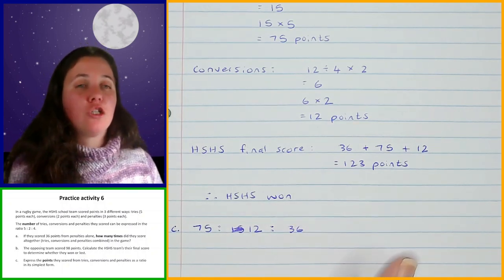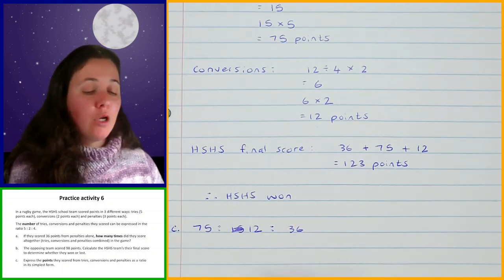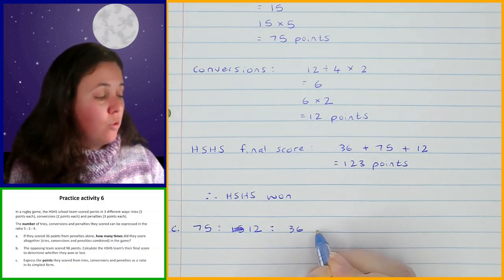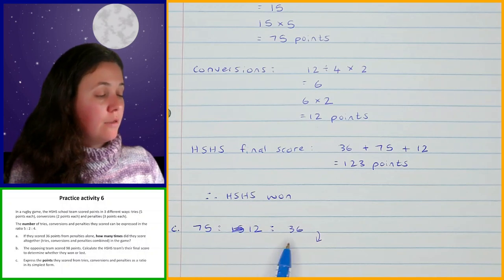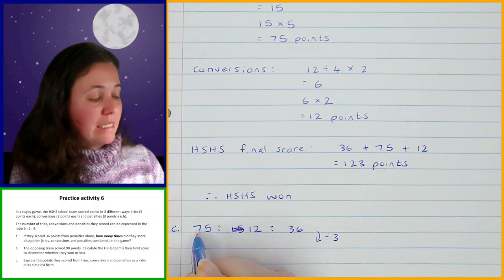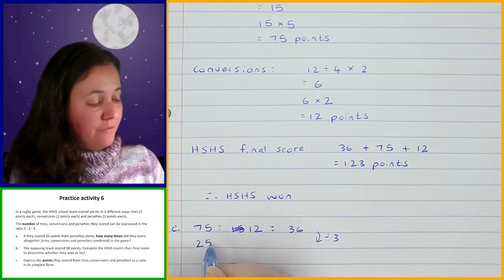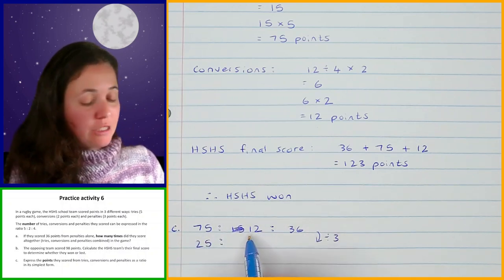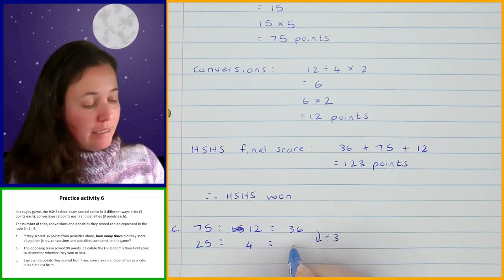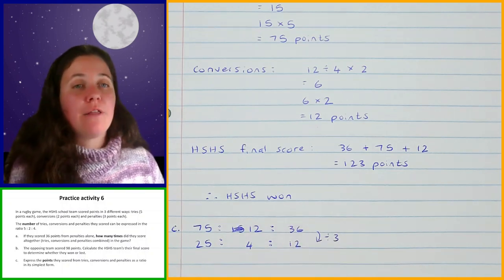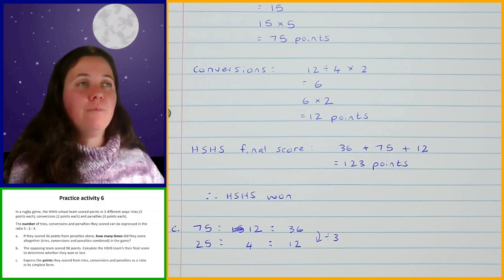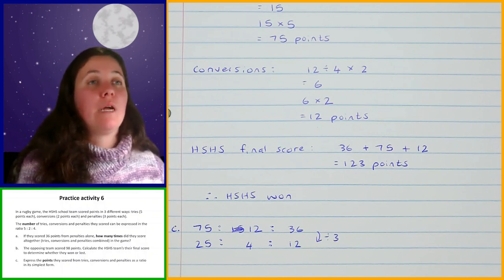So that is what our ratio should look like to start with, but we're not going to leave it like that. We are now going to simplify it, and to simplify it, we are going to divide all of those by the common factor, which in this case is 3. So I'm going to divide 75 by 3, and that gives me 25. I'm going to divide 12 by 3, and that gives me 4, and 36 divided by 3 is 12. And I can't simplify that any further, so that is what your ratio should look like in its simplest form. Okay, so that is question or activity 6.